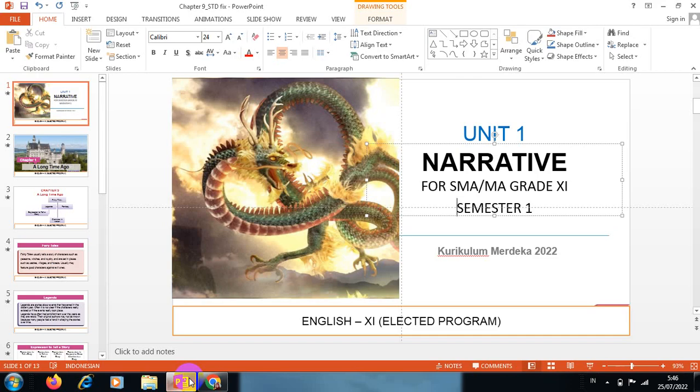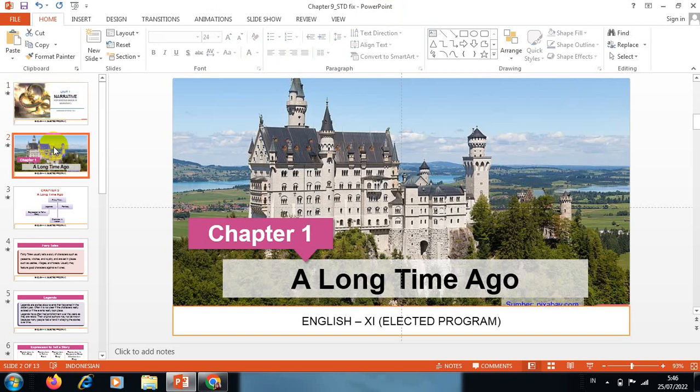Today we're going to discuss Unit 1, Semester 1, Grade 11 on the English Narrative. So, what do you see in this picture? Yes, you're right. This is a picture of a dragon. While in this slide there is a picture of a palace.